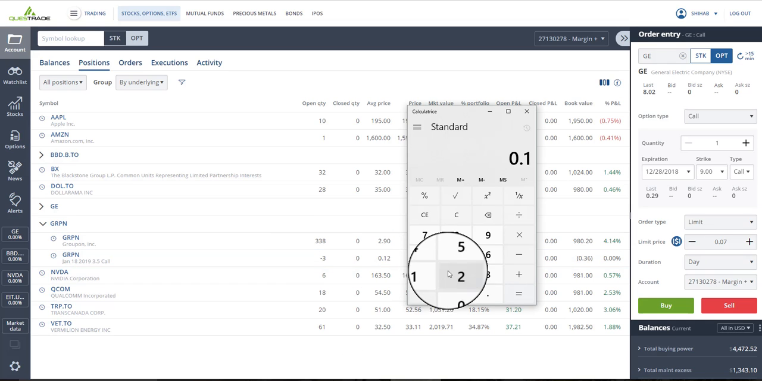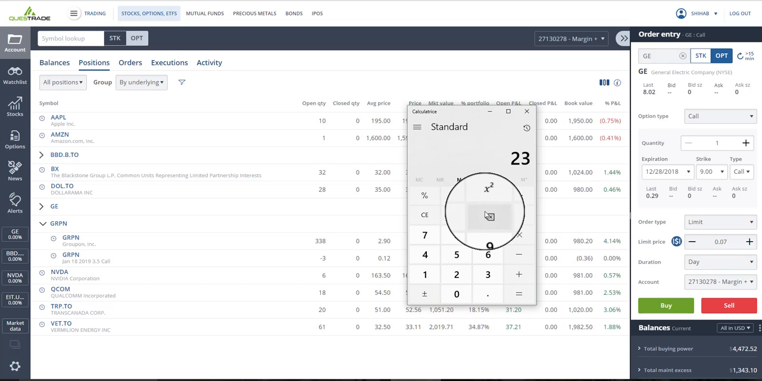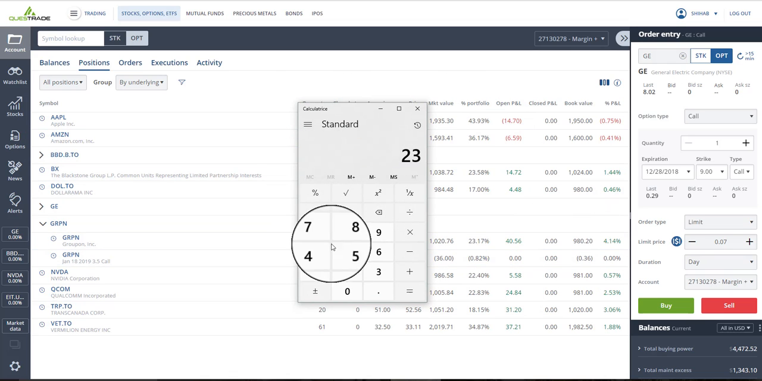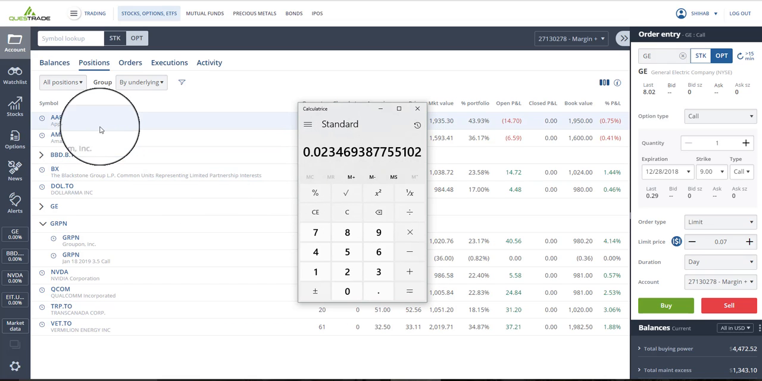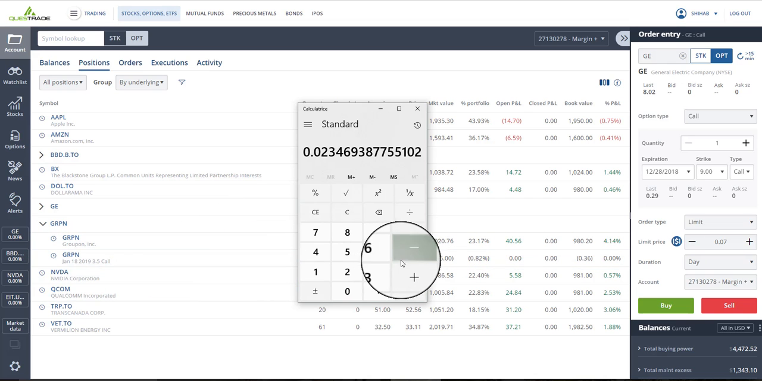So 0.12 times 300 is 36 minus $13 of fees. I'm left with $23. So I collected $23 on a $980 investment. So I collected 2.3%, but this time I chose an expiry date of January 18, 2019. So about 2 months. So this one is not every month, it's going to be every 2 months. So I'd get about 14% in a year if I repeat the process.